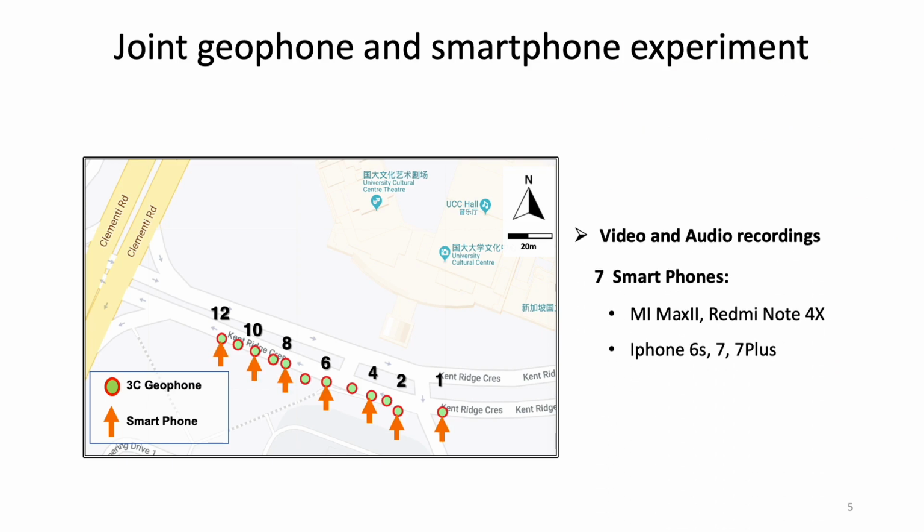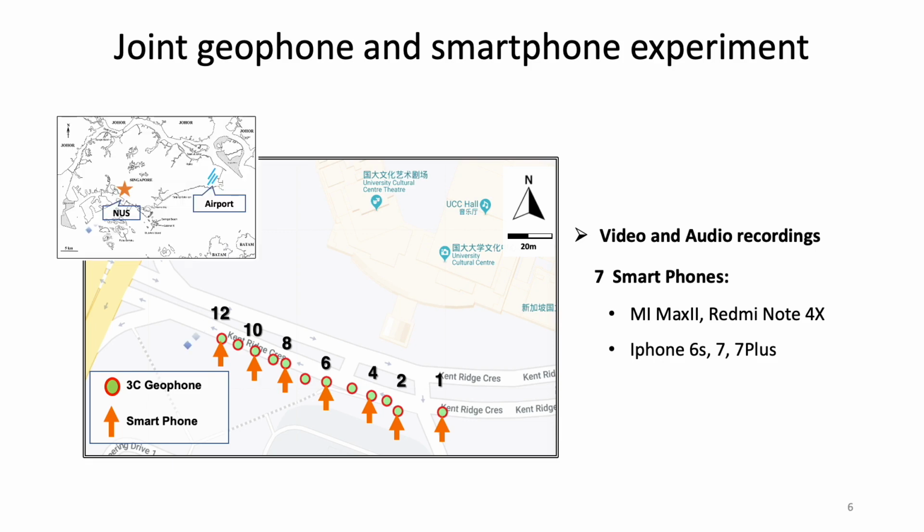At the same time, we had 7 people standing next to the geophones, holding smartphones and recording videos. These geophones and smartphones form an observation array. During our experiment, a civil airplane flew over our acquisition site. Its flight direction is indicated by the blue arrow.